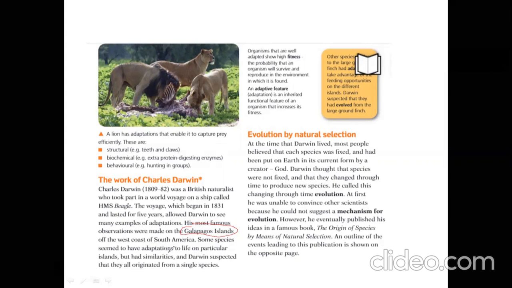So some species seem to have adaptation to life on a particular island. According to that island, some species had special adaptations and similarities. Species on one island were similar to each other, but on another island the organisms showed differences. For example, he studied one type of bird on one island, and when he studied that type of bird on another island, there were differences. So he figured out that the difference is coming within the organism, right?